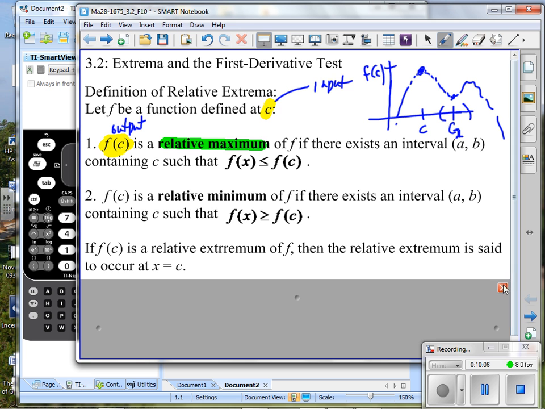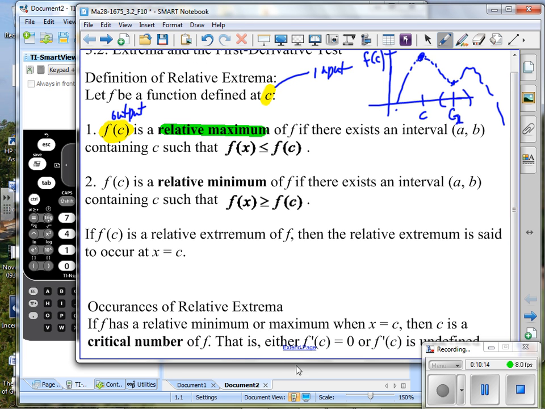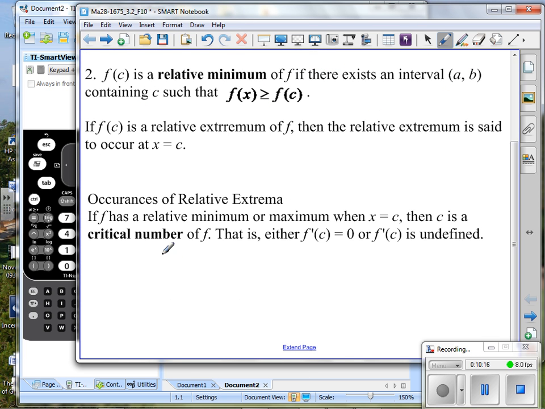Let's see what we have. Occurrence is a relative extrema. If the function has a relative minimum or maximum, then C is a critical number. Now I want to highlight that because we're going to talk about critical numbers. Did we talk about that last Thursday? Okay, so you've already heard it before. Critical number. If there's a relative extrema, then we call that input value where it occurs a critical number. The first derivative is 0 or the first derivative is undefined.